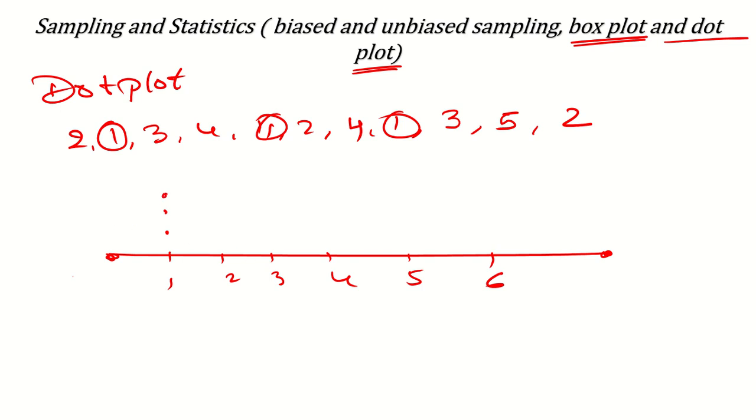2 is for 1, 2, 3 times, so here also make 3 dots, okay. 3, how many times? 1, 2 times, so make here 2 dots for 3. 4, how many times? 1, 2, so make here 2 dots for 4. 5, how many times? Just 1 time, so make here 1 dot for 5, okay.